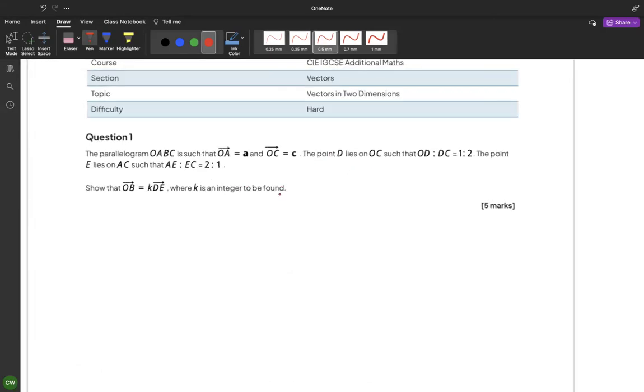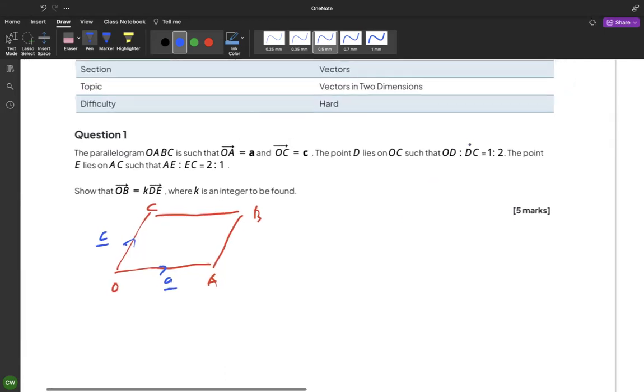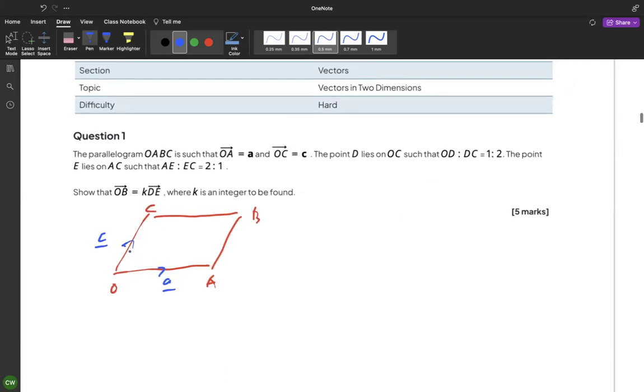Okay, let's see this question. We need to draw a parallelogram. So this is the parallelogram. OA, BC. OA is A. OC is C. D on OC, ratio 1 to 2. So the D is going to be somewhere here. Ratio is 1 to 2. Okay.